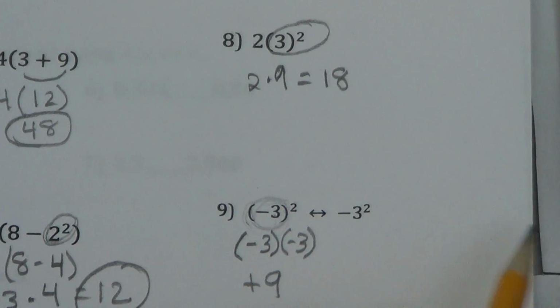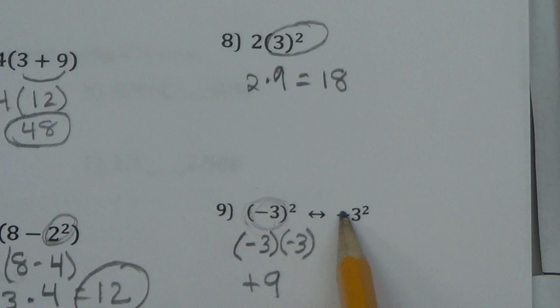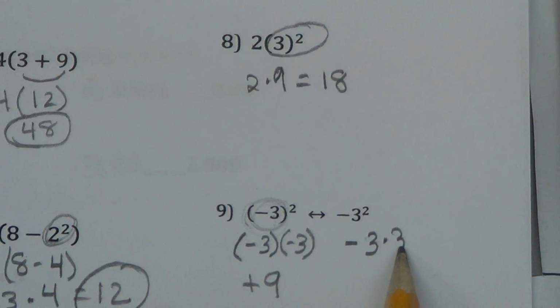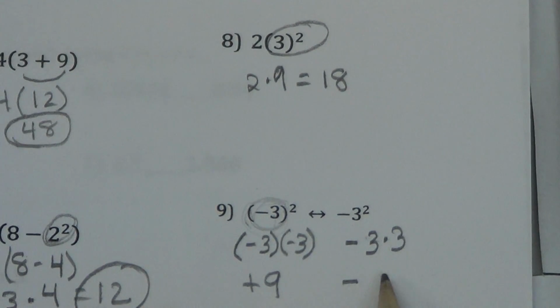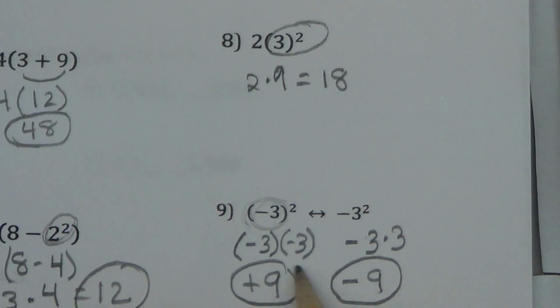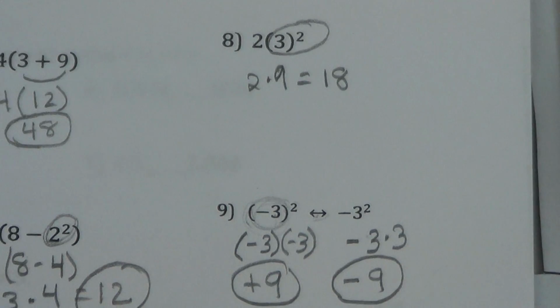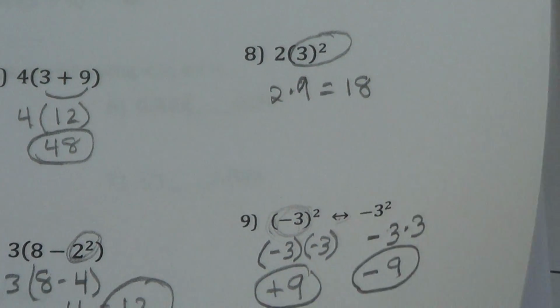Now in this case, the power isn't that strong. It won't reach over to the negative. It's not inside of a collar. So this is literally negative times 3 squared. Negative times 9. So 2 different answers on those. That's why I have the arrows in between, is for you to know the difference.